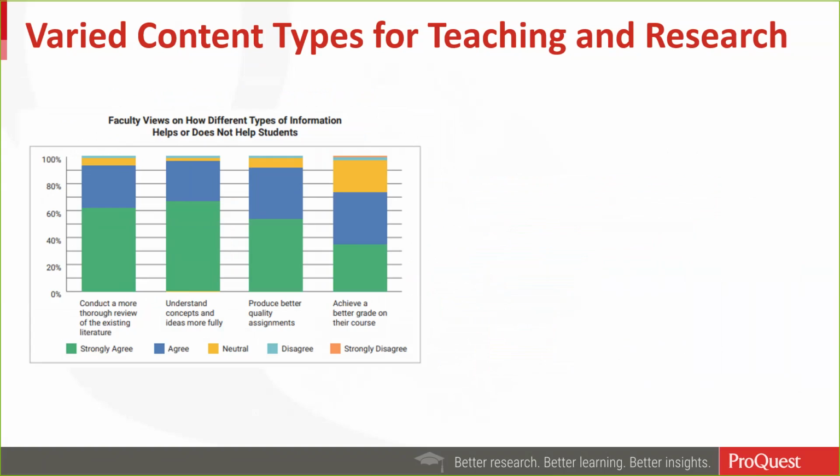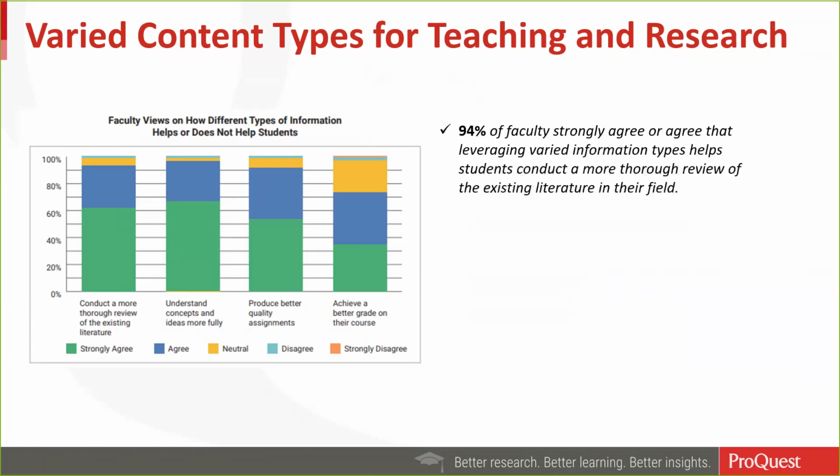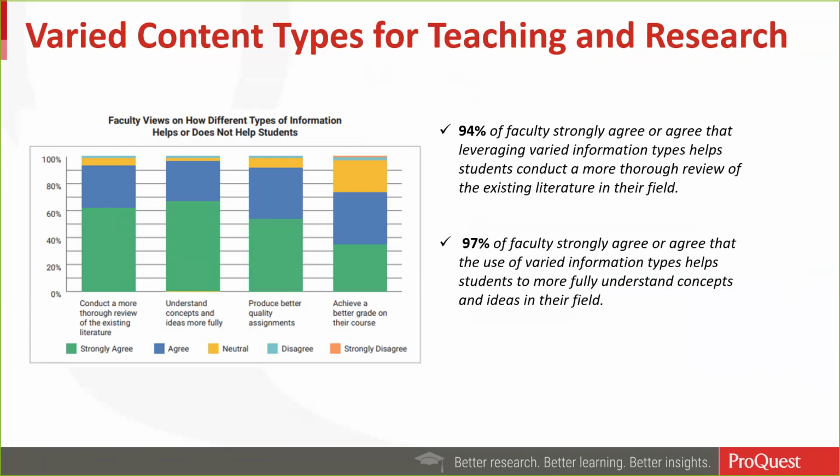So the faculty views on how the different kinds of information helps or does not help students were positive, that it does help students. So 94% of faculty strongly agree that leveraging a variety of different information types help students conduct a more thorough review of the existing literature in their field. 97% of them agree that using a variety of information types really helps students to better understand and more fully understand the concepts and ideas. And as a result of this, they are able to produce better quality assignments and achieve a better grade on their course.